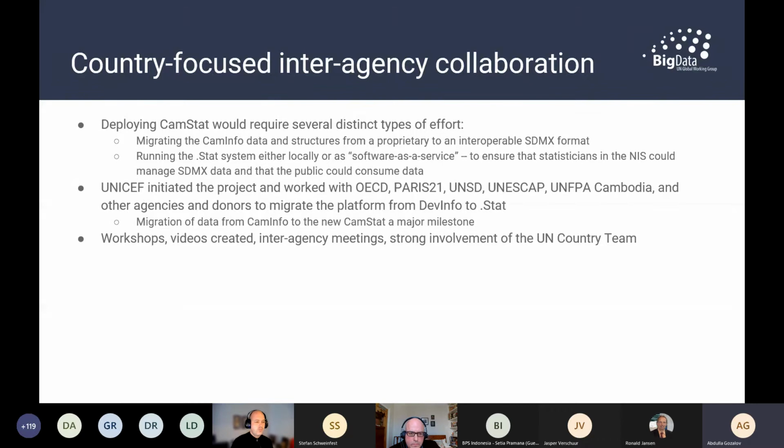So UNICEF initiated the project in 2018, and it has worked closely together with other international agencies, UNSD, of course, but also OECD, which leads the consortium Paris 21, which did a lot of work on assessing the data flows, UNESCAP that supported the NAS as well, UNFPA in Cambodia office, and others. And so this is a really successful example of agency collaboration. Go ahead, John, please.